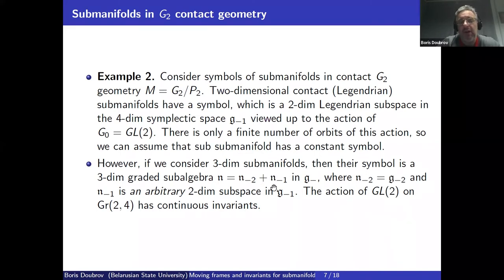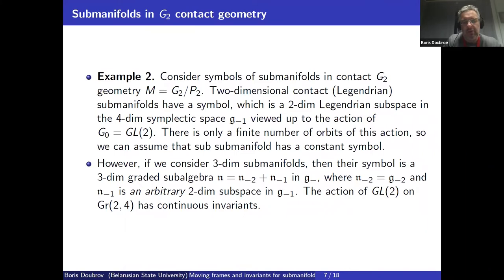And now for n minus one, we no longer have isotropy restrictions. So n minus one can be arbitrary. It can be an arbitrary two-dimensional subspace. And now we see again, due to the dimension counts, there will be some continuous invariant, because only SL2 inside GL2 acts effectively on this Grassmannian of two-dimensional subspaces of four-dimensional space, and the Grassmannian is four-dimensional. So there will be one continuous parameter, and one differential invariant showing up on the level of a symbol in such cases. So this is what happens with the assumption of constant symbols.